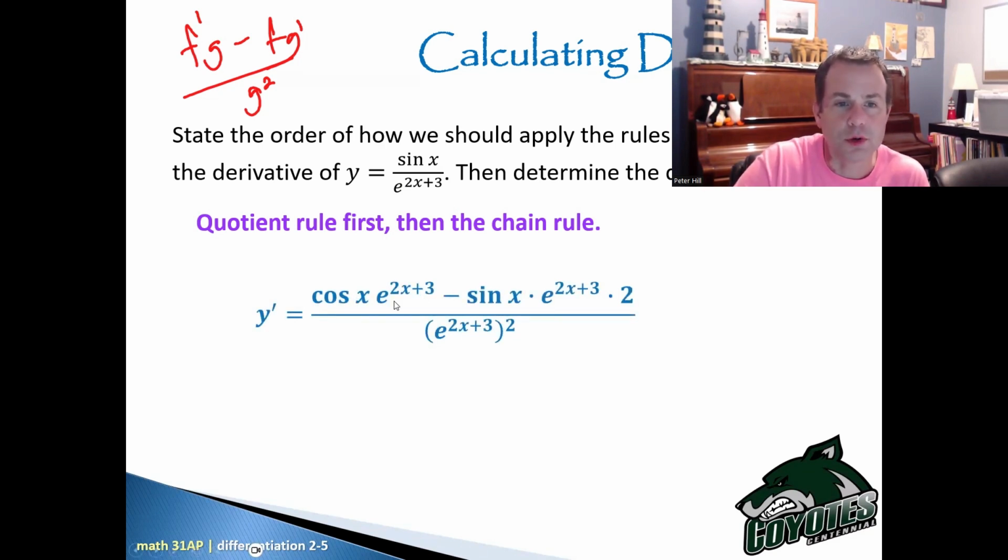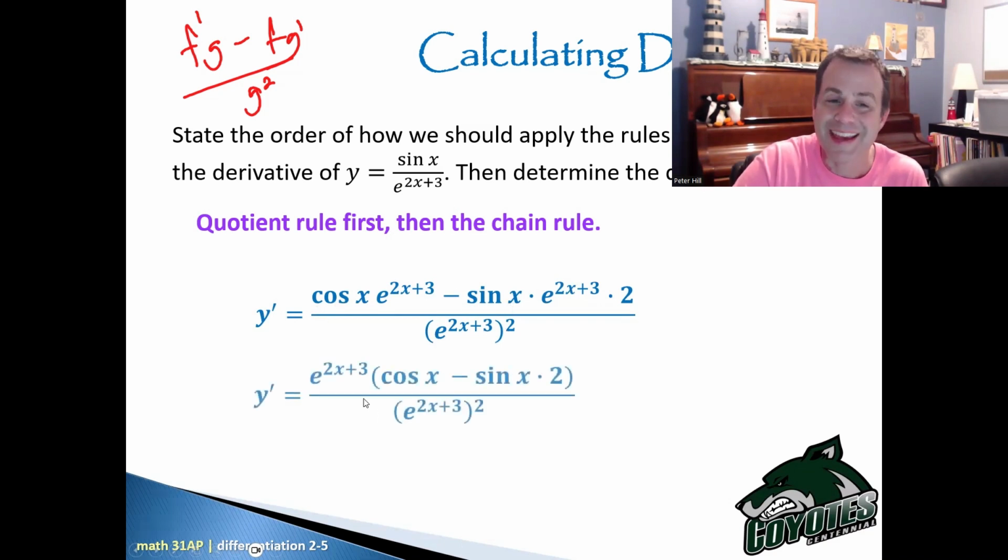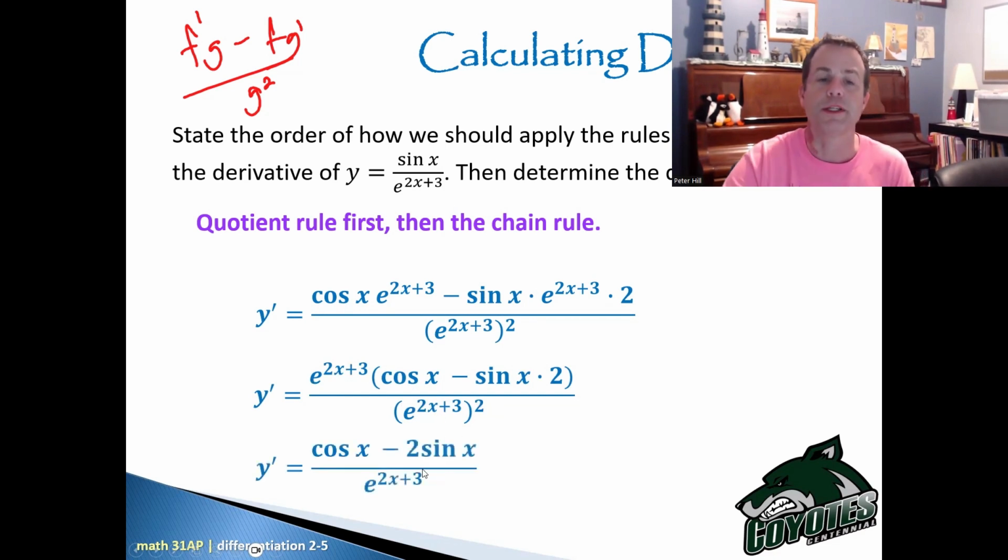Okay, so e to the 2x plus 3 is common to both of these, so I can factor that out. That would leave me with cos x minus 2 sine x. And then one of my e to the 2x plus 3's will actually divide out. So I don't need 1 up here and 2 down here. I can just be left with 1 down there. So my final answer will be cos x minus 2 sine x all over e to the 2x plus 3.